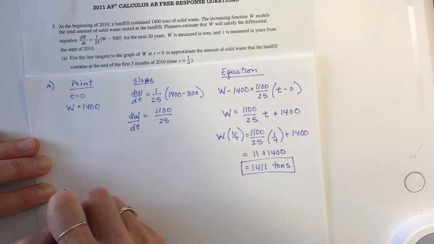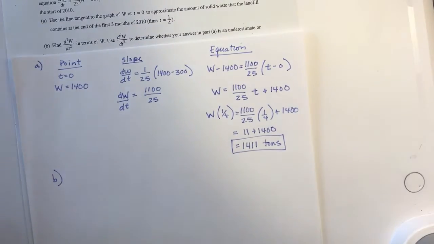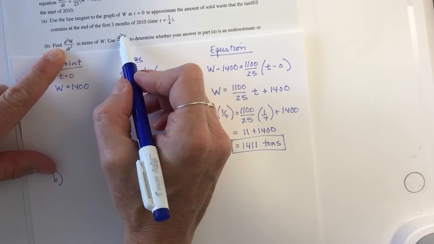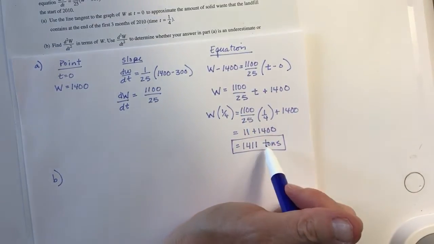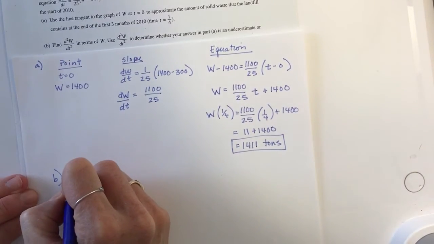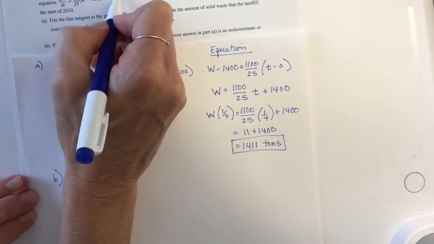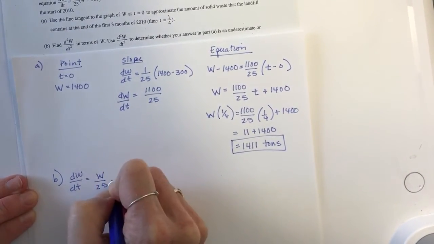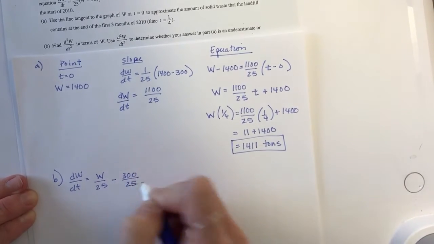All right, part B. Find the second derivative in terms of W. Use this to determine whether we have an overestimate or an underestimate. All right, so we're just going to take the derivative. I'm going to do something to the derivative here. I'm just going to distribute. So I get W over 25 minus 300 over 25.